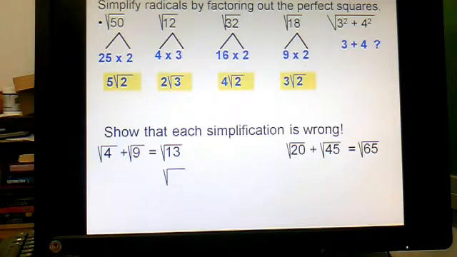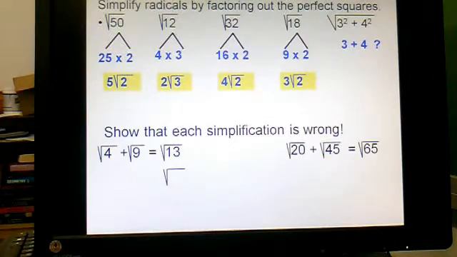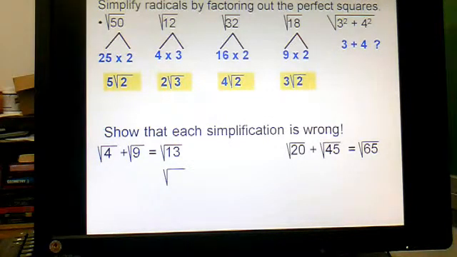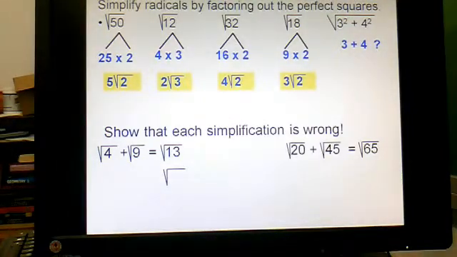If you do PEMDAS, order of operations, you understand that this is a grouping symbol. So you would do what's inside of here first, which means you do your exponents first. 3 squared, of course, is 9. 4 squared is 16. 9 plus 16 is 25. And then when you're done with all that, you take the square root. The square root of 25 is 5, which certainly is not 7.